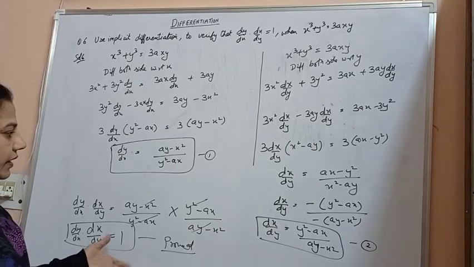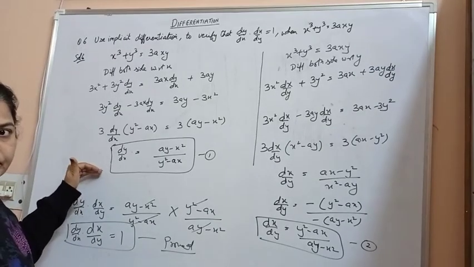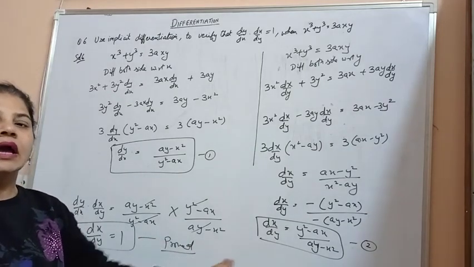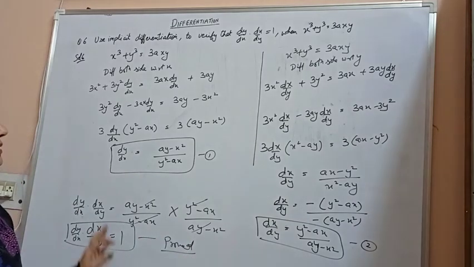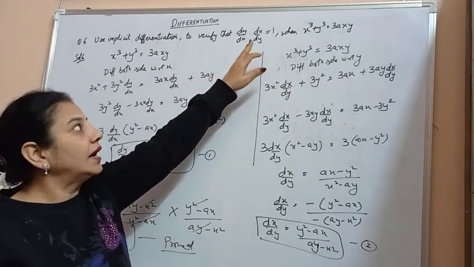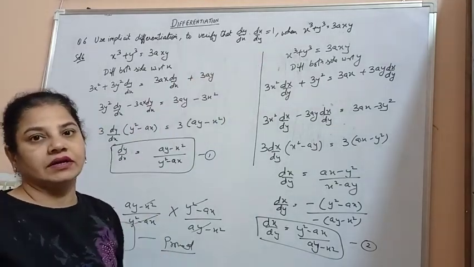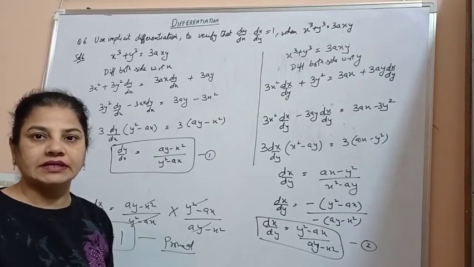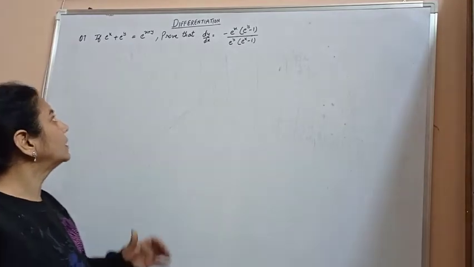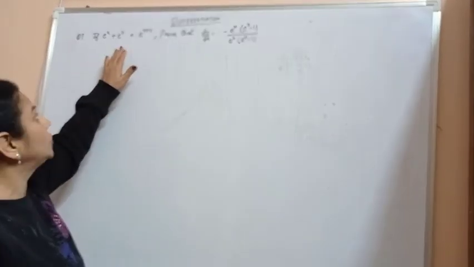So what I have done, I have taken the differentiation with respect to x, and then taken the differentiation with respect to y, and then I took the product, as dx/dy is the inverse of dy/dx. So I get the result as 1. Hence proved.